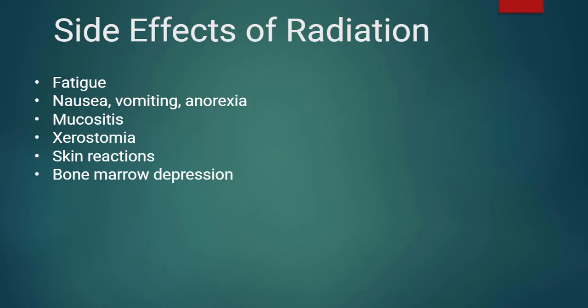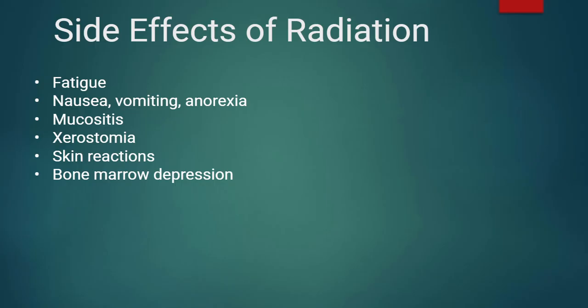Radiation therapy is often used to destroy cancer cells, but it can also affect healthy tissues around the treatment area. That's why patients may experience these common side effects. The first is fatigue. This is one of the most frequent complaints and often gets worse as treatment continues. It's not just being tired, it's an overwhelming lack of energy. Next is nausea, vomiting, and anorexia. Radiation can irritate the stomach or digestive system, making it harder for patients to maintain good nutrition.